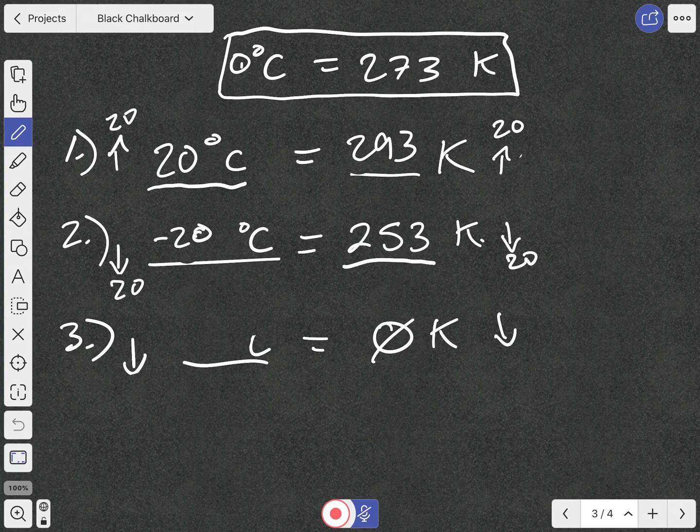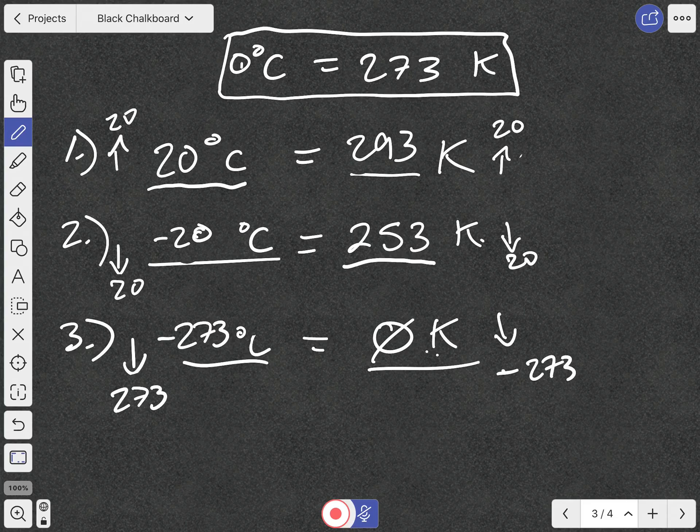Now, what happens if I say, well, Kelvin went all the way down from starting at 273, and now it's at 0 degrees Kelvin. What is that in Celsius? Well, how much did we go down by? We've gone down 273. So if you've gone down 273 on the right, you will go down 273 on the left. So now we're going to have a negative 273 degrees Celsius.